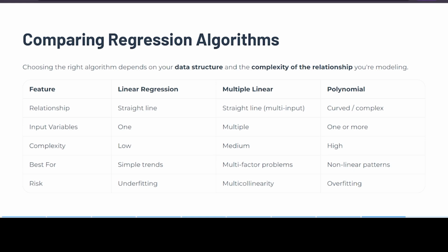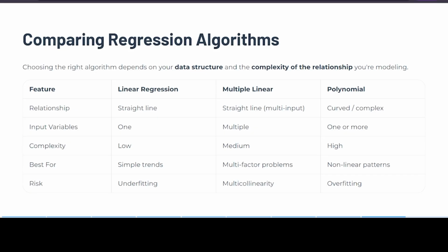I already said poor data will always give you a poor prediction. Good data will always give you better results. Okay, see the relationship: it will be a straight line, and this one is a curved line. Input variables will be 1, multiple, and 1 or more input values are accepted by polynomial regression. Complexity: linear regression is not complex, it is like a straight line, so it is not causing any problem. Multiple linear is medium, so sometimes it will cause error, but most of the time it will not.